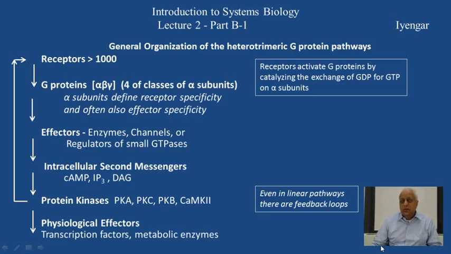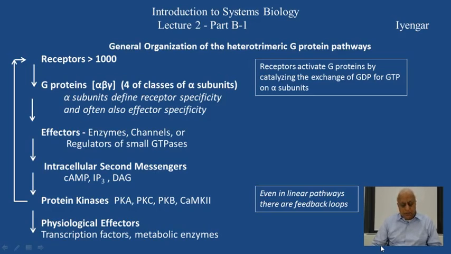Heterotrimeric G proteins consist of 3 subunits, an alpha, a beta, and a gamma. They're called heterotrimeric, but beta and gamma are always tightly bound to each other, so they're functionally heterodimers, if you want to call them that. So the alpha subunit defines both receptor specificity and very often effector specificity.